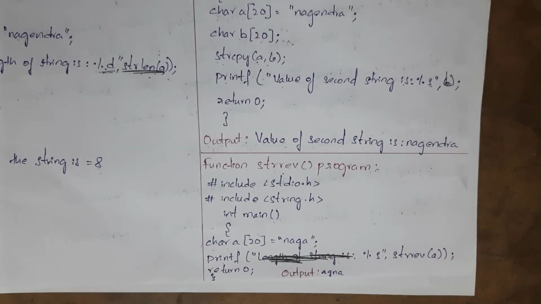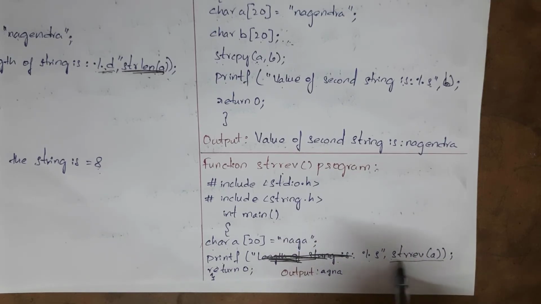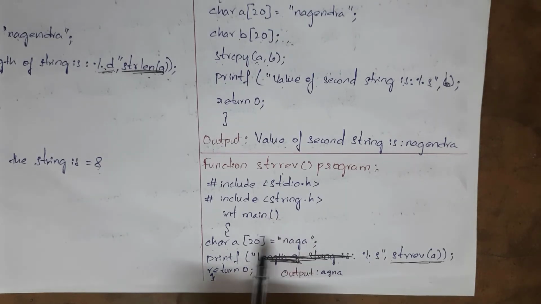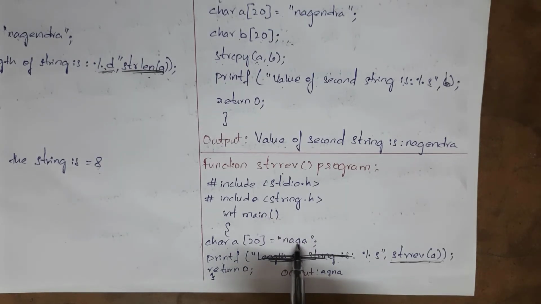Next one is the strrev function. strrev stands for string reverse. For example, if you want to convert a string in reverse manner, then you need to use the strrev function. This is an example. Here I wrote char a of 20 equal to Naga, and here I wrote printf %s strrev of a. Now by writing this strrev of a, the string is converted in reverse manner. I will get the output from last to first. So now I will get the output as agaN.